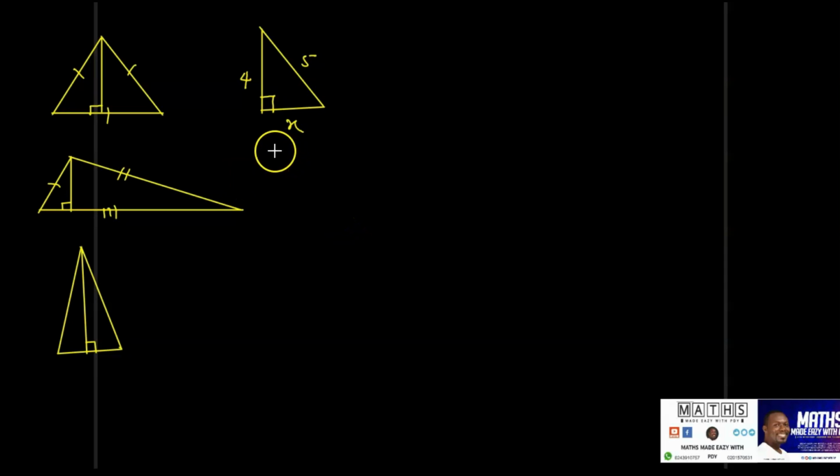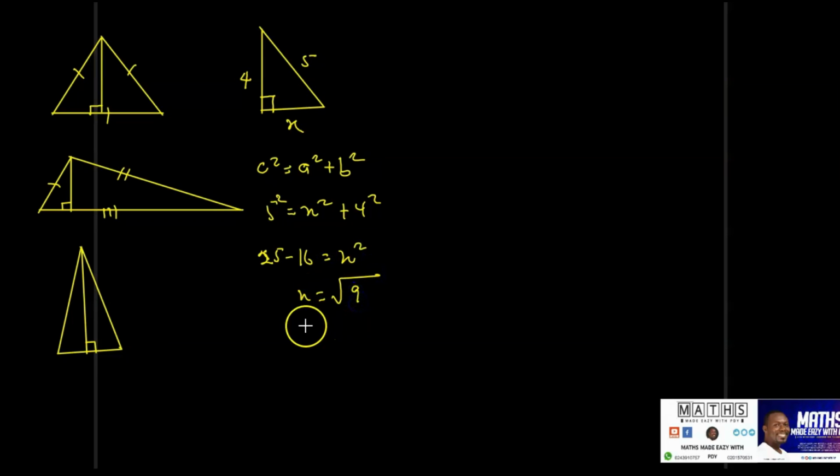So I can just go straight ahead and say that c squared is equal to a squared plus b squared. And therefore, my a and b can be alternated using the 4 and then the x. So my 5 is automatically the c. So I have 5 squared is equal to x squared plus 4 squared. So finding x, it will be 25 minus 16 equal to x squared. So x is equal to square root of 9, and x is equal to what? 3. Are we okay?